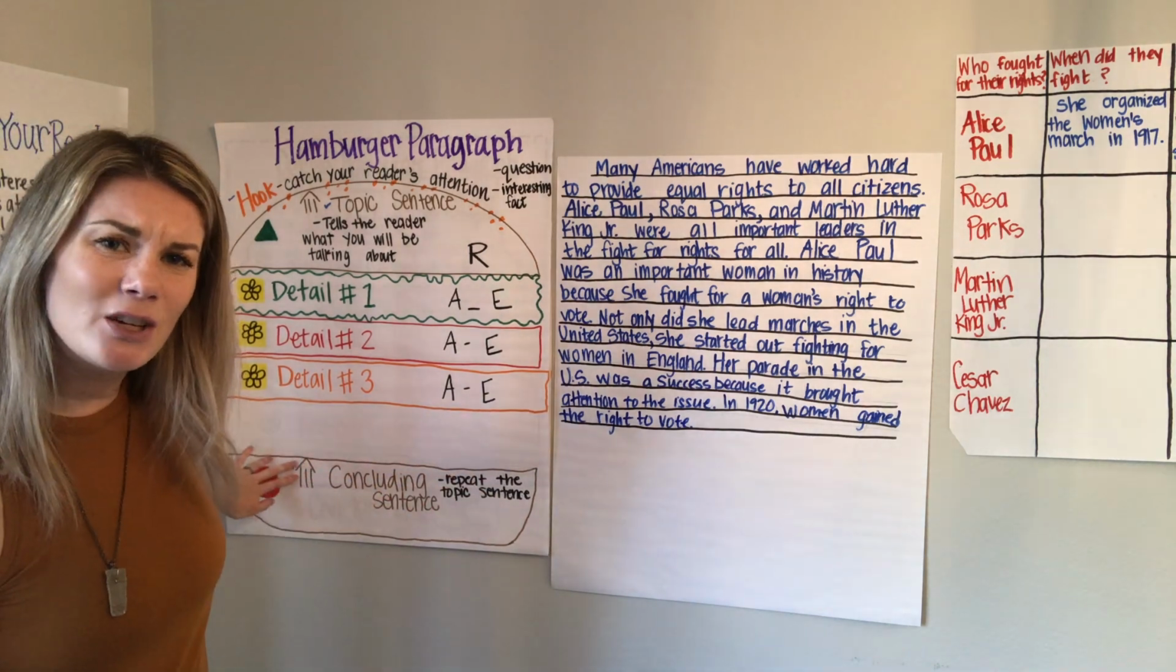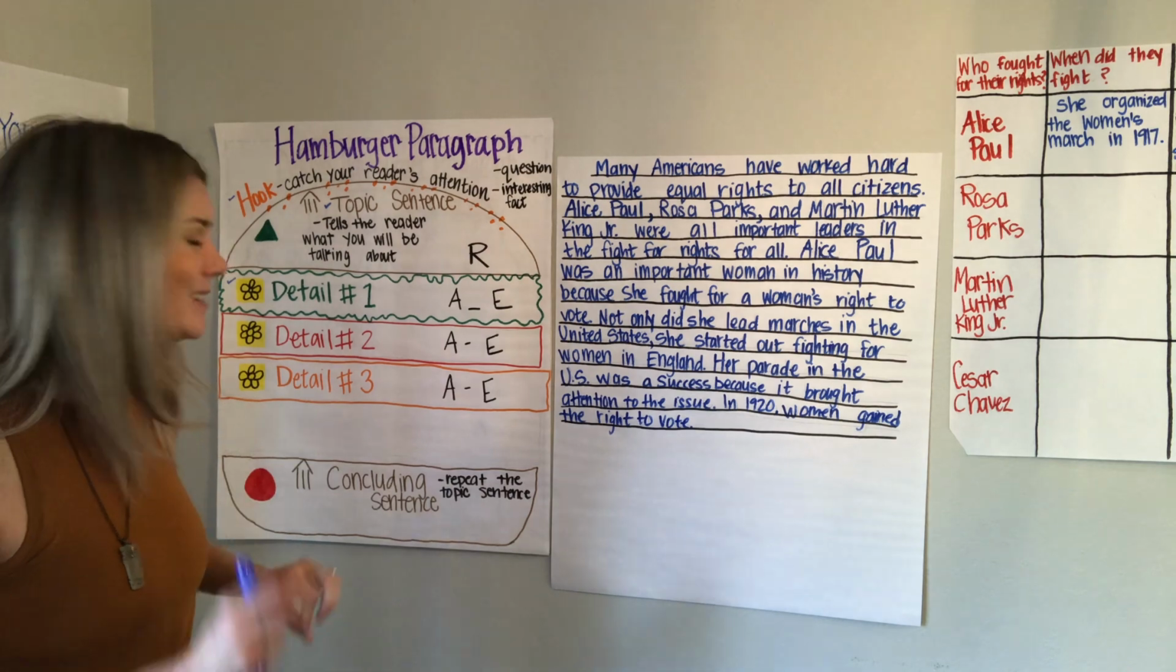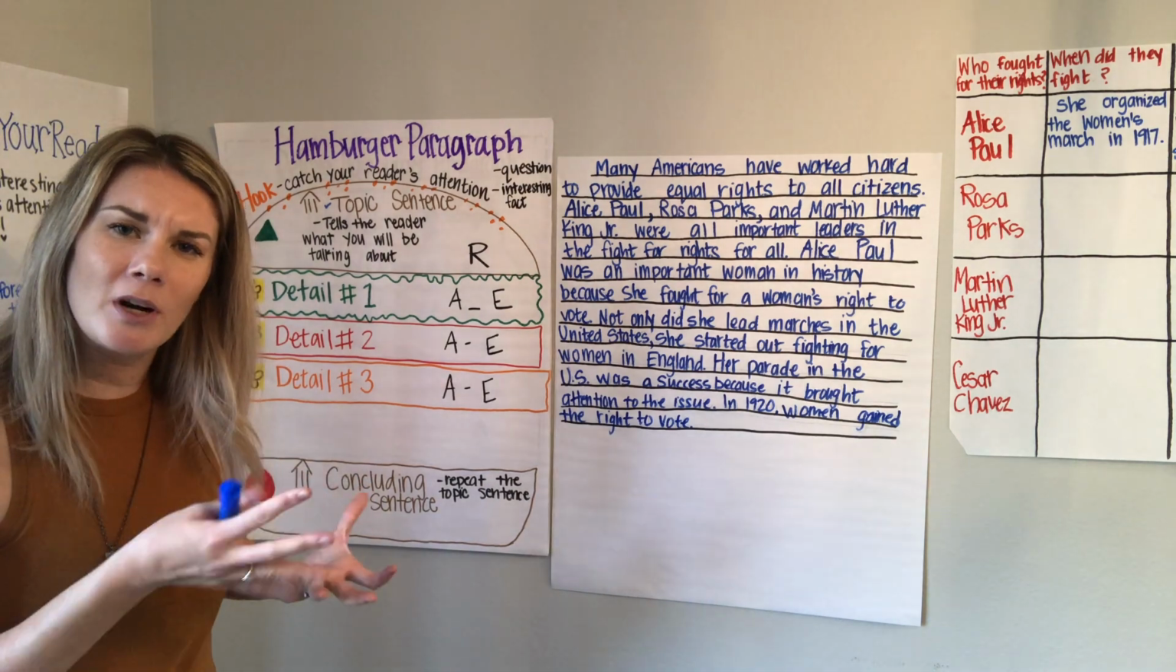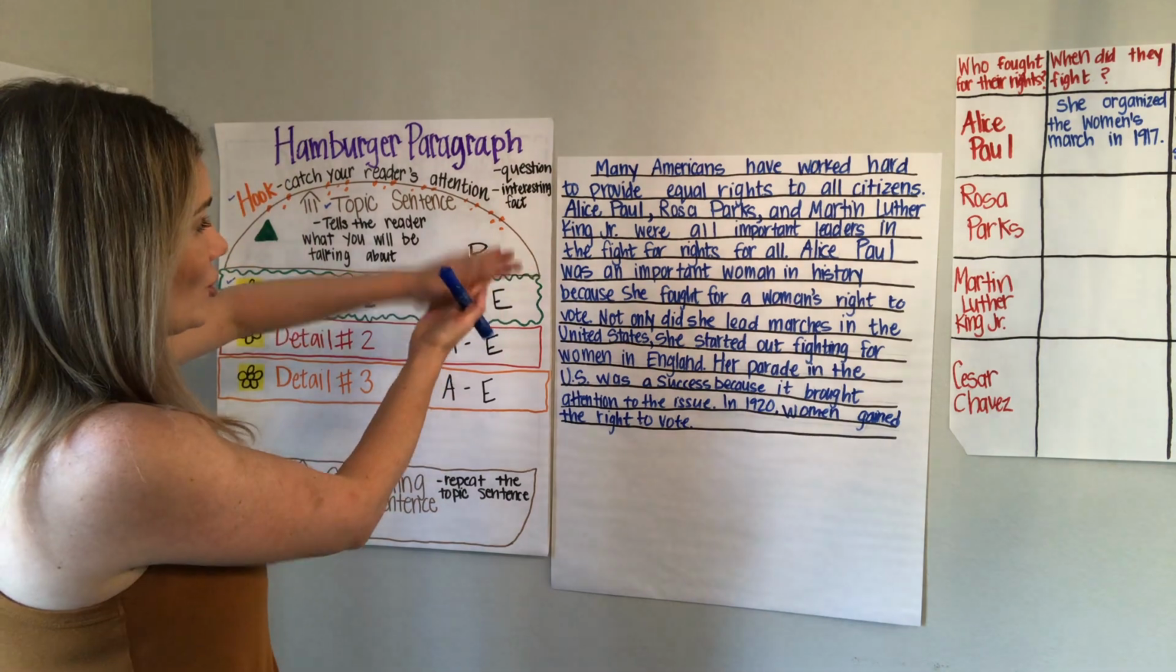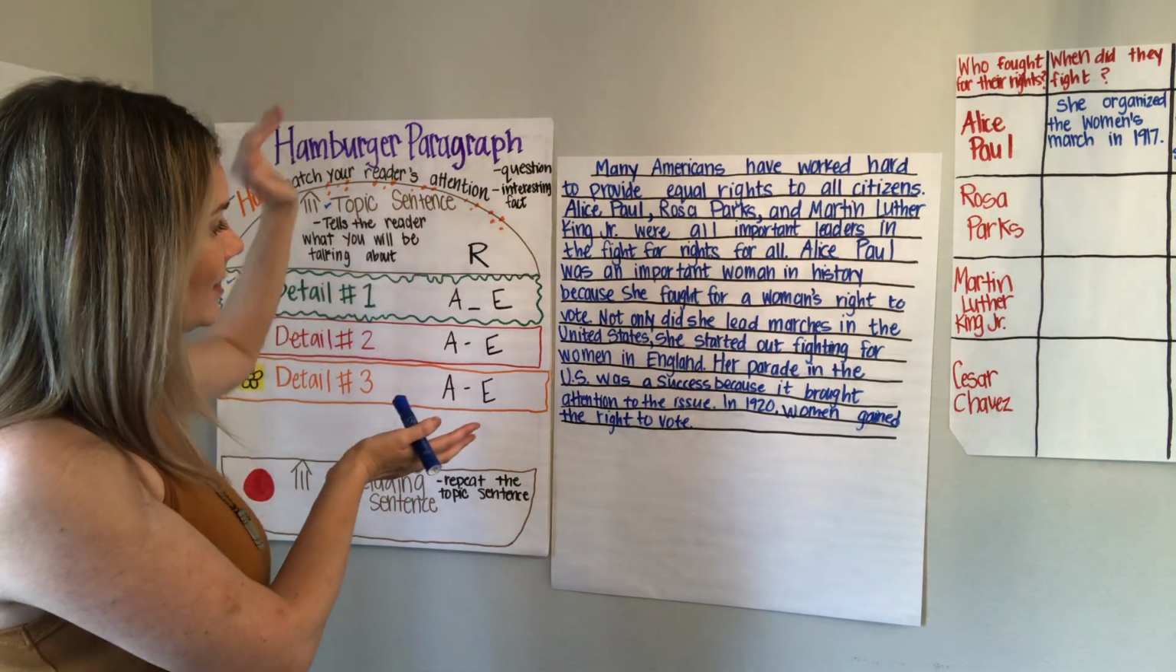Conclusions are really easy. You're just repeating the topic sentence. You might change a little bit of the wording around to make it sound like a closing sentence, but that's just your hook, topic sentence, detail one.